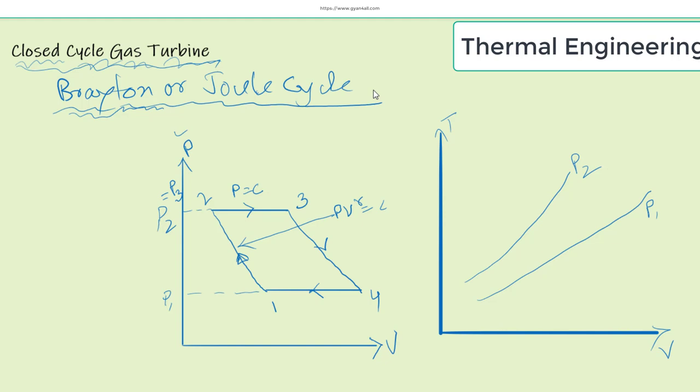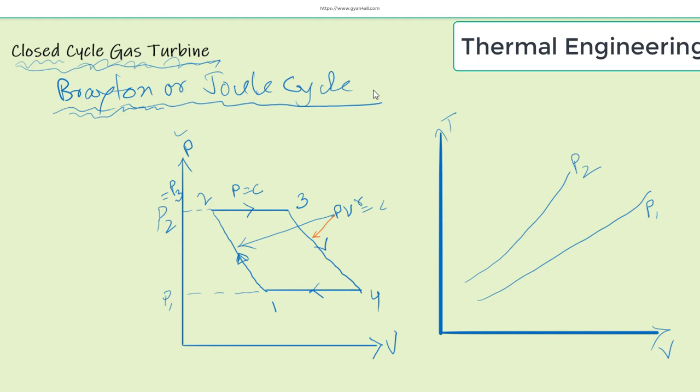So after combustion or heating, the pressure remains same, but the temperature will increase definitely. But that we will discuss in the TS diagram. First look at the PV diagram. So next process is process 3-4, which is again an isentropic process, and this is an expansion process, and this process takes place in turbine.